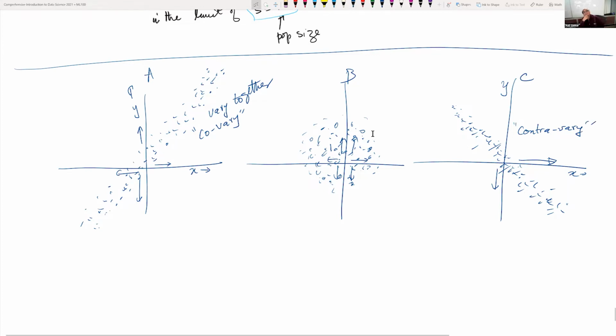Would you say that? And this, you would say, are unrelated, isn't it? So now let us try to come up with a mathematical way of describing it.